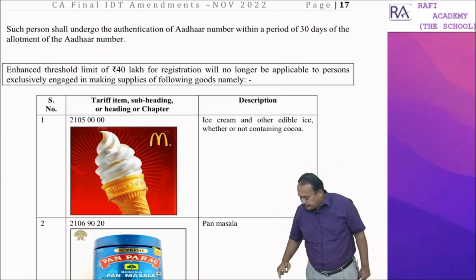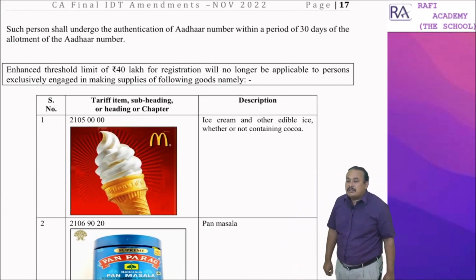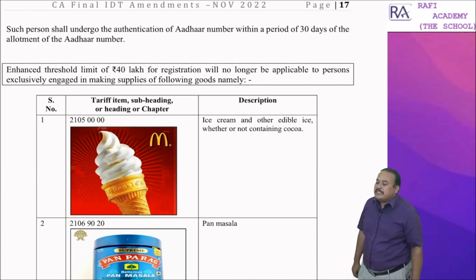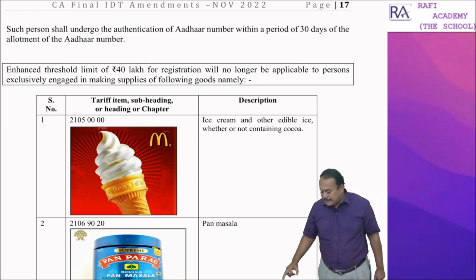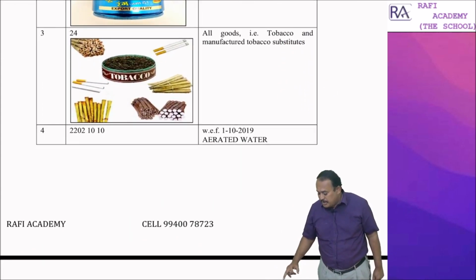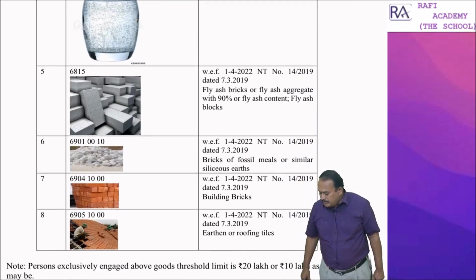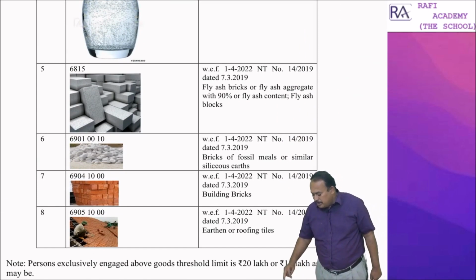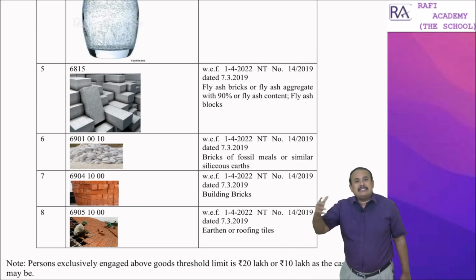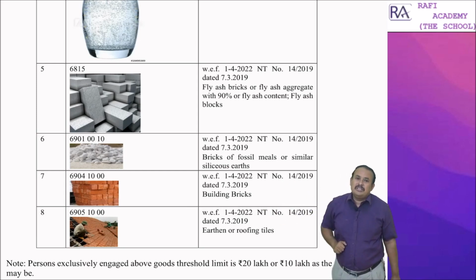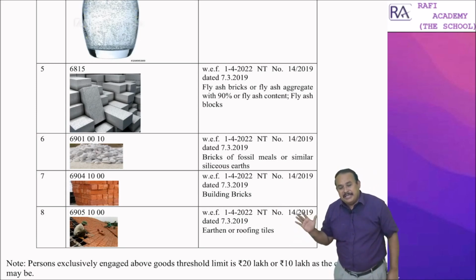Further, my dear friends, such person shall undergo Aadhaar authentication within a period of 30 days of the allotment of the Aadhaar number. Is that clear? This is the main amendment in the registration chapter, followed by, already covered and again referring, these products: manufacture of ice cream, pan masala, tobacco substitutes, air and water, fly ash bricks, bricks of fossil meal, building bricks, and roofing tiles are considered. If you are a manufacturer, for you the maximum threshold limit for registration of 40 lakhs is not applicable. It remains 20 lakhs or maybe 10 lakhs as the case may be, but not 40 lakhs.